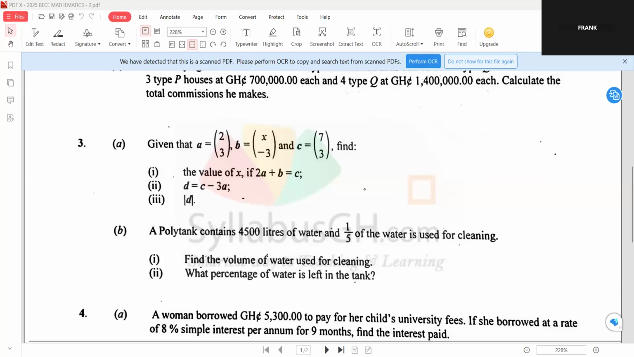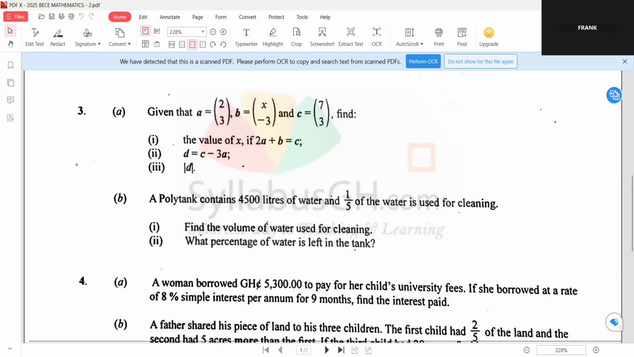Question number 3. Given that vector A is (2, 3), vector B is (x, -3), vector C is (7, 3). Find the value of x if 2A + B = C. If 2A + B = C, find D = C - 3A and find the magnitude of D.